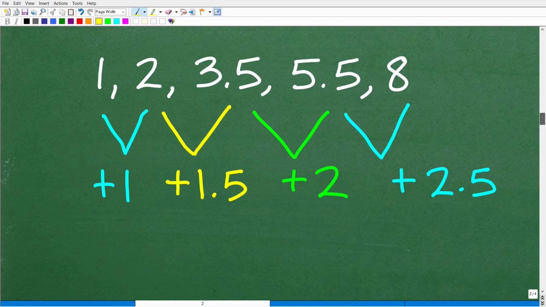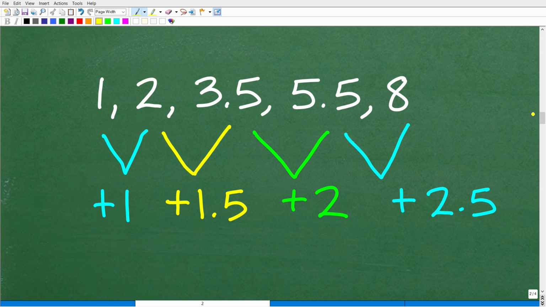And now let's go back to this problem. So 1 to 2, we increased by 1, and then 2 to 3.5, we had to add 1.5 to 2 to get to 3.5. Now, to get from 3.5 to 5.5, we had to add 2. And from 5.5 to get to 8, we had to add 2.5. All right, so now do you see the pattern?